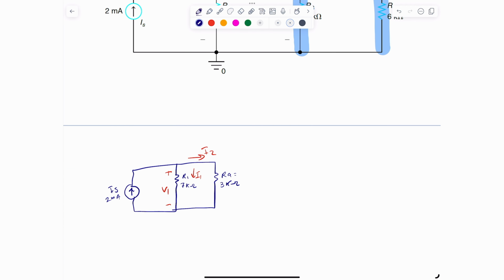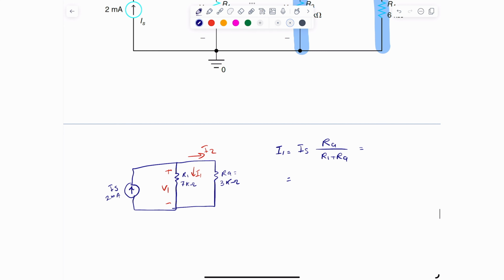So what we need is I1, and I know it's simply I of S times the other resistor, which is RA, divided by R1 plus RA. Okay, and of course you can use the generic rule, which not only applies to two resistors. It's simply I of S times R equivalent divided by R1, and you should be able to see that it is the exact same answer.